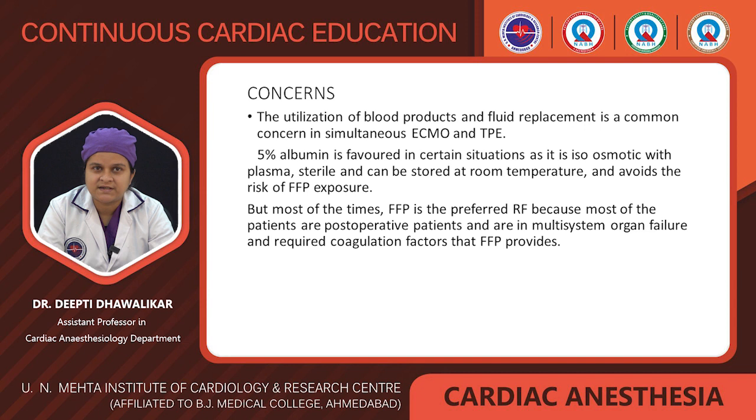There are certain concerns which are associated with TPE. First of all, the volume overload. The utilization of blood products and fluid replacement is a common concern in simultaneous ECMO and TPE. Basically, only two solutions are used. First is 5% albumin, which is favored in certain situations as it is iso-osmotic with plasma, sterile, and can be stored at room temperature, and also avoids risk of FFP exposure and infections. But most of the time FFP is the preferred replacement fluid because most of the patients are post-operative patients and already are in multisystem organ failure. They require all the coagulation factors that FFP provides.